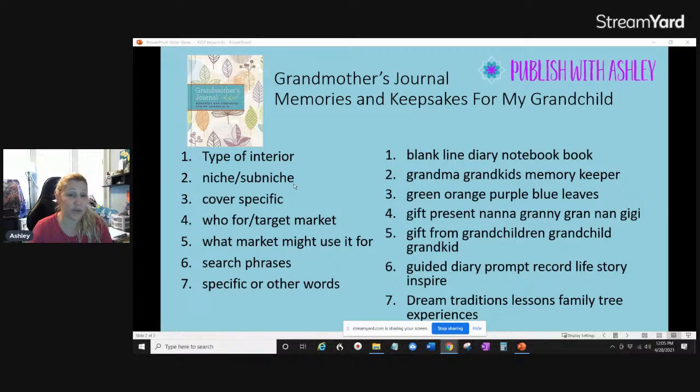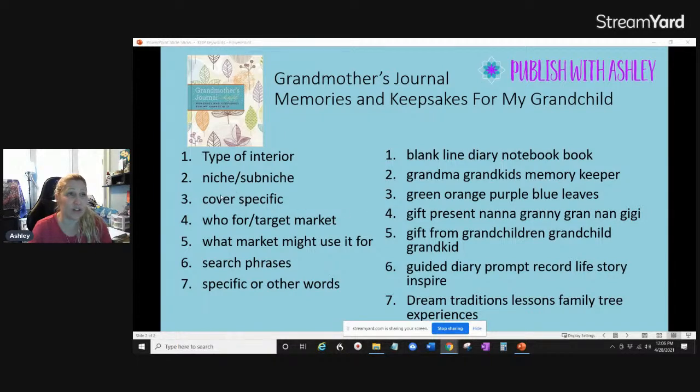Number 2, a niche or a sub-niche. So I either talk about the niche or the sub-niche. In this sense, you've got a journal, and it's a grandmother's journal, and it's a keepsake type journal. So those are the niches. Here I've talked about grandma, grandkids, and memory keeper. I put memories here too, and yes, I know that memory and memories is a plural, but I wanted to make sure that was in the algorithm. So memory keeper. You can put more words. This is just my thoughts initially.